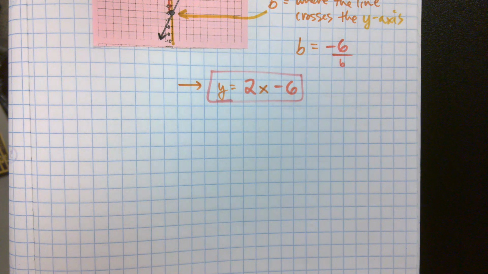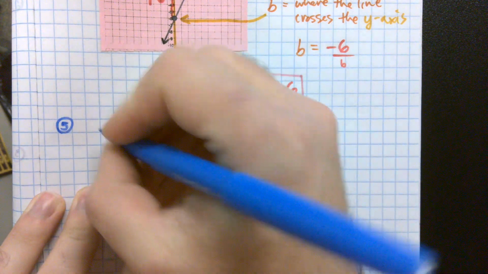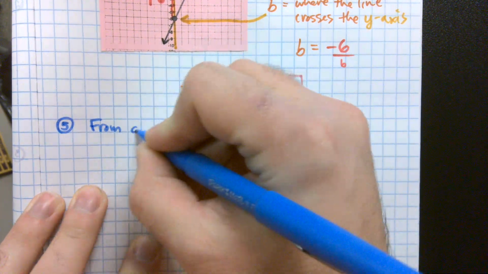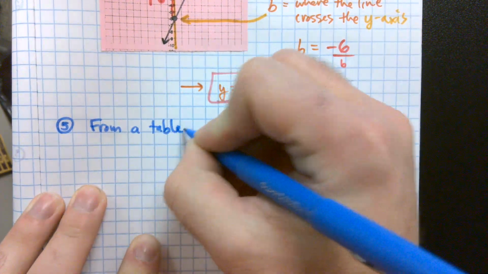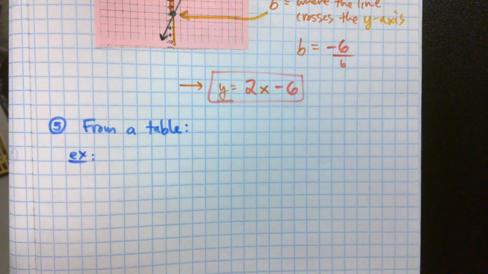Huh? I said what? No, I said this was the next one. The last one, from a table. I'm gonna let you know right now. The test is 75% tables.